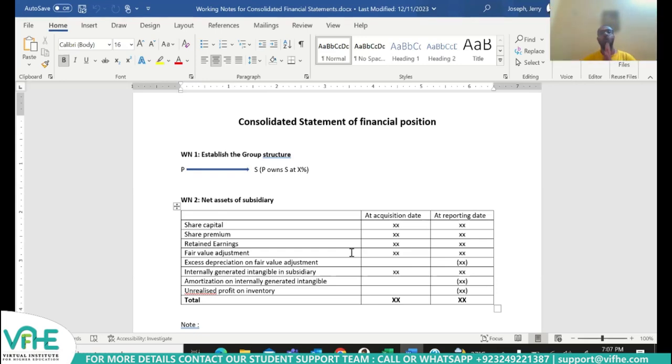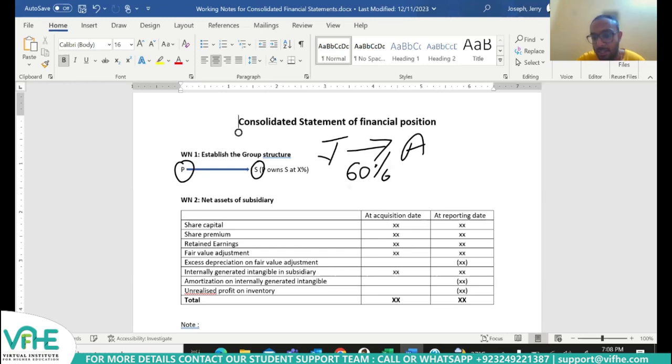Okay, excellent. So how do you start the consolidated statement of financial position? You have to prepare 5 workings. We will go in detail for each working. First working is to establish the group structure, that is, how much the parent is owning of the company. Suppose J has bought 60% of A. So what is my ownership there in A? It is 60%. So that is the first working, establish the group structure.